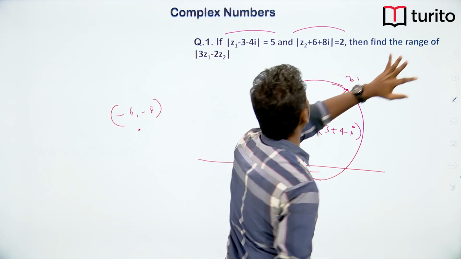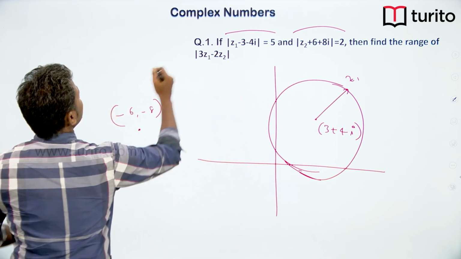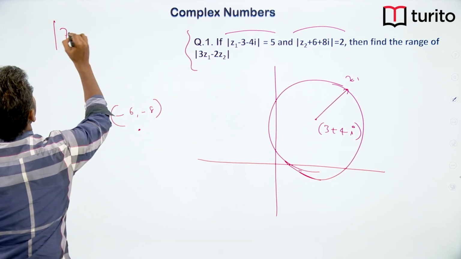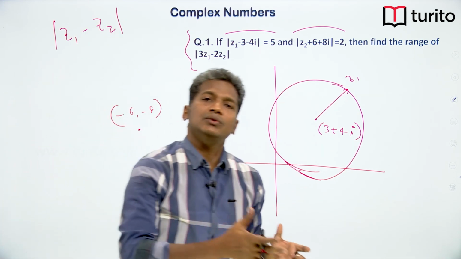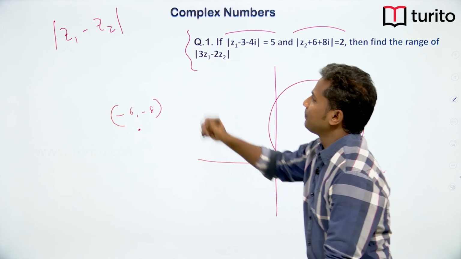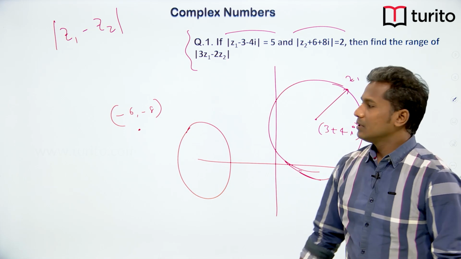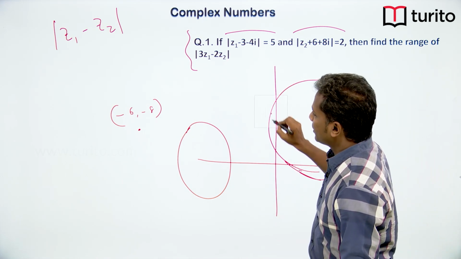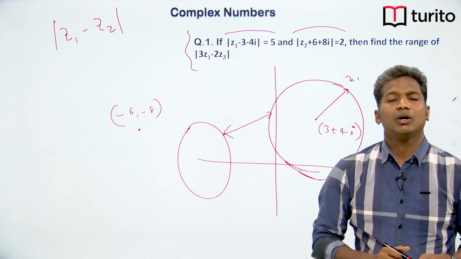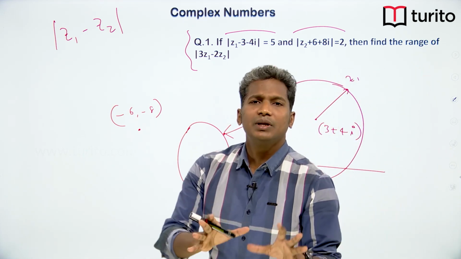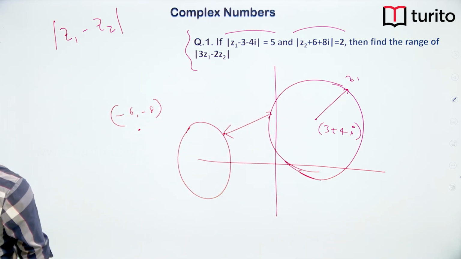Now, we have to find the range of 3z1 minus 2z2. Before I proceed with this, let me give you a simple idea. Find the range of, let us say, mod of z1 minus z2. What does this mean? z1 is varying on one circle, z2 is varying on another circle, and you want the distance between z1 and z2 to be minimum and maximum. How do we do this? We can do this using simple pure geometry. Okay, let me solve this one more time.